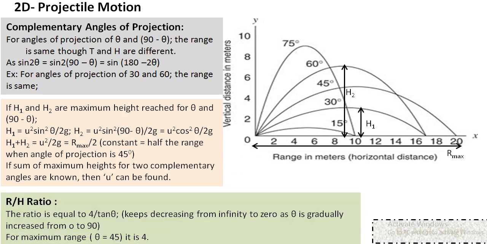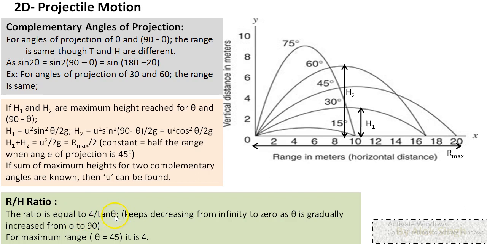Another interesting thing: as the angle of projection keeps changing, both range as well as maximum height keep on changing. So there will be a particular ratio of range and maximum height for a given angle of projection. R is range and H is maximum height. How do you find this ratio? We substitute the value of range. Range will be equal to 2 u square sine theta cos theta by g, and H is equal to u square sine square theta by 2g. We substitute these values and we find the ratio comes equal to 4 by tan theta. 4 by tan theta is the R by H ratio, where theta is the angle of projection.